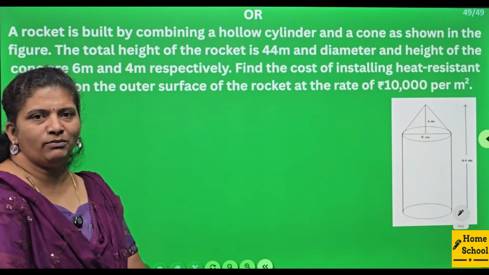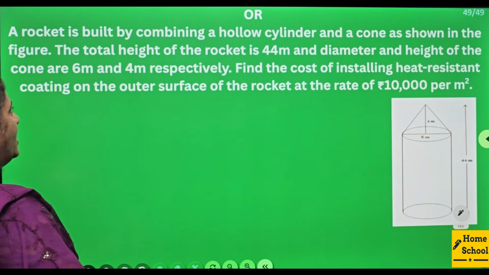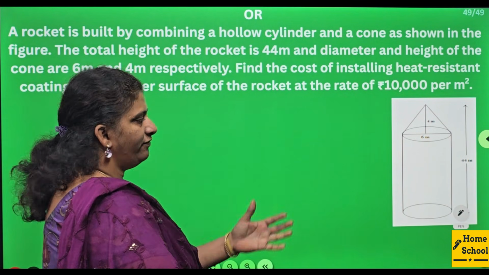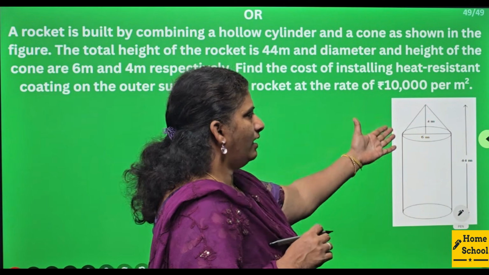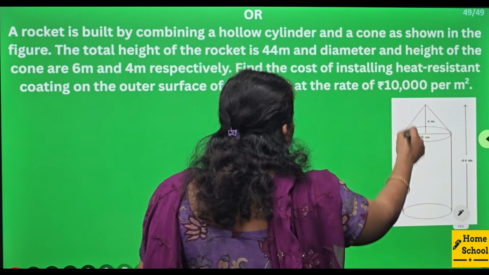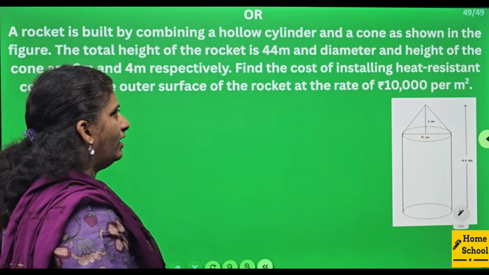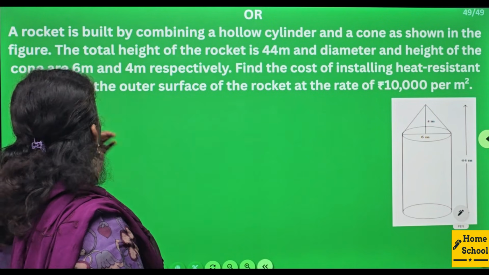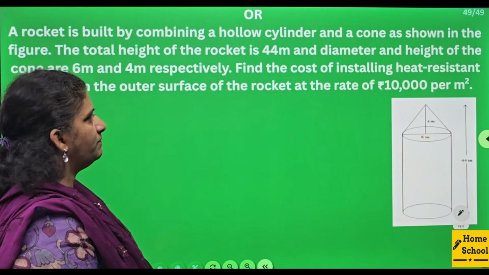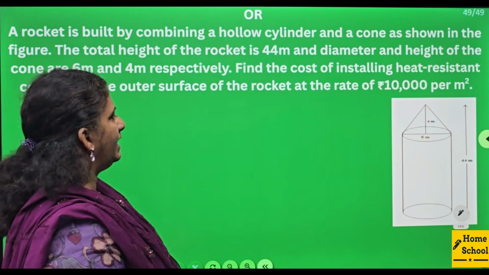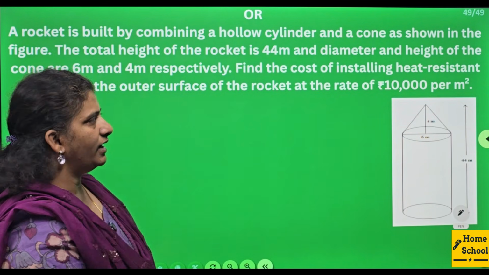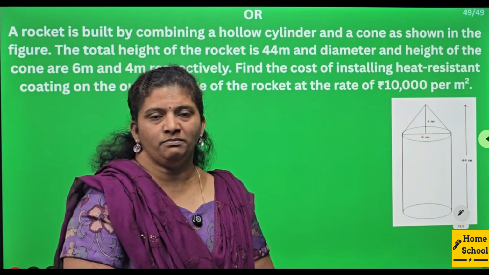In this we have one more OR question. A rocket is built by combining a hollow cylinder and a cone as shown in the figure. The total height of the rocket is 44 meters, and the diameter and height of the cone are 6 meters and 4 meters respectively. Find the cost of installing heat resistant coating on the outer surface area of the rocket at the rate of rupees 10,000 per meter square.